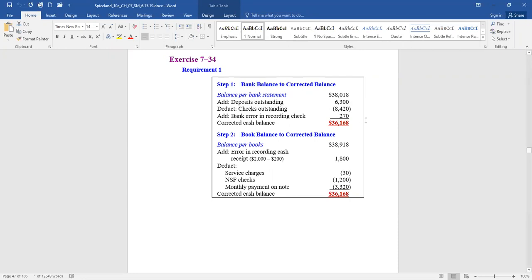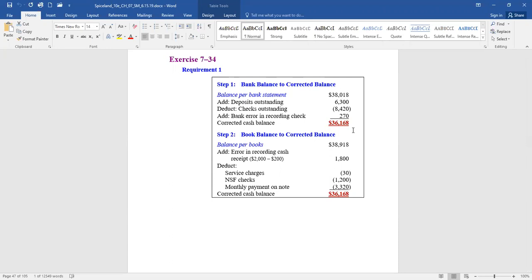And then we correct any banking errors. Now, the bank subtracted $300 instead of $30, so we have to add back the $270 difference. Once we add and subtract those items, you could see that if the bank did know everything, if there wasn't anything missing, that bank statement balance would have been $36,168.